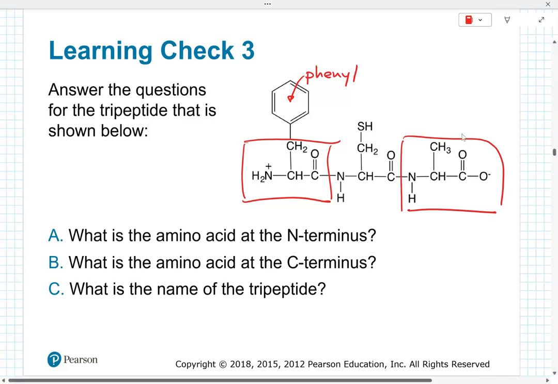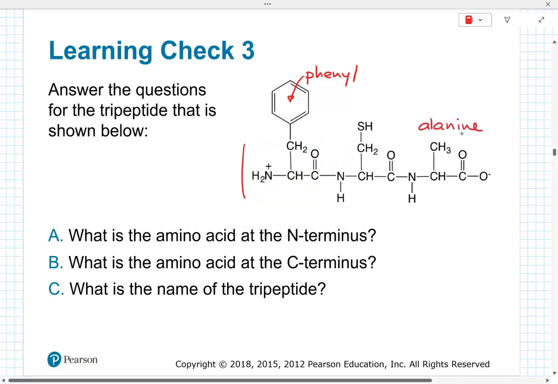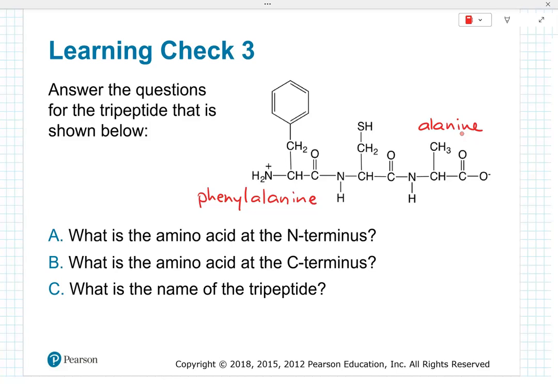Okay. Now, this part and this part, are they kind of similar? The one on the right is alanine, and the one on the left is basically alanine with a phenyl group attached. Phenylalanine. The one in the middle, there are only two amino acids that contain sulfur, cysteine and methionine.